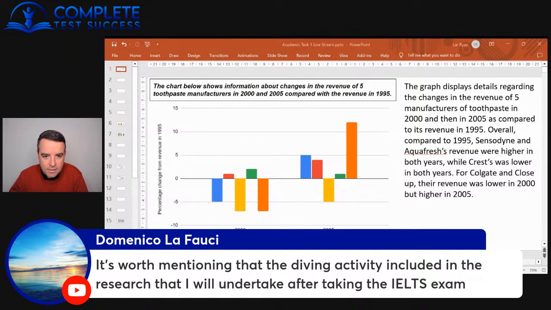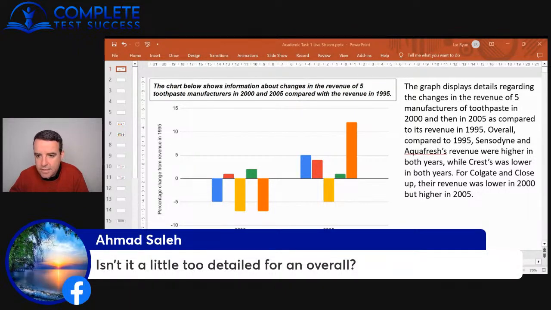Is it worth mentioning the diving activity included in the research that I undertake after taking the IELTS exam? Not necessarily. Isn't it too detailed for an overall?